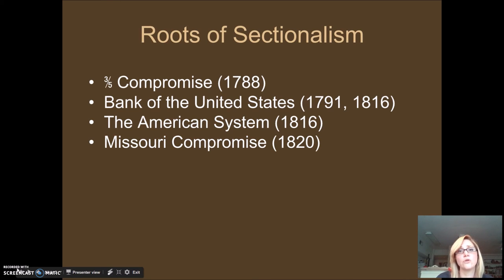Okay, we're going to start with the roots of sectionalism. Now we'll go back to the development of the Constitution. Remember, one of the compromises of the Constitution was the Three-Fifths Compromise. And the Three-Fifths Compromise seemed unfair to Northerners because they felt that wealthy white slave owners received greater representation because, let's say, all of their slaves represented votes.